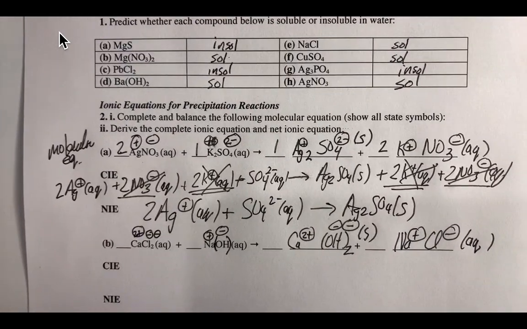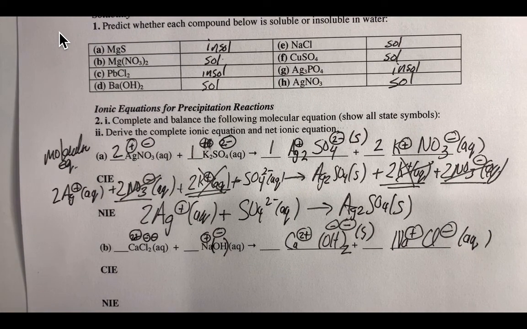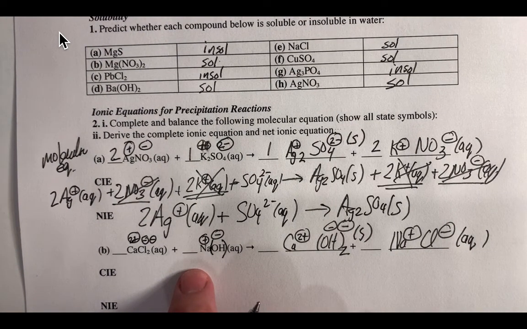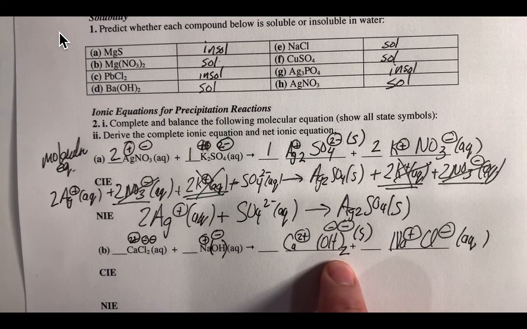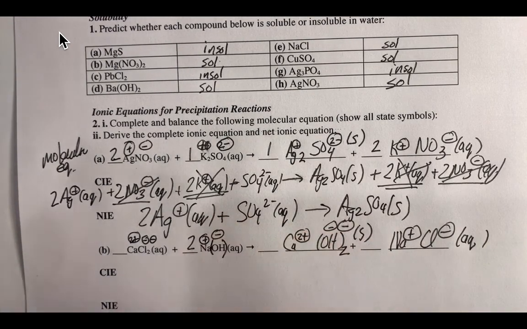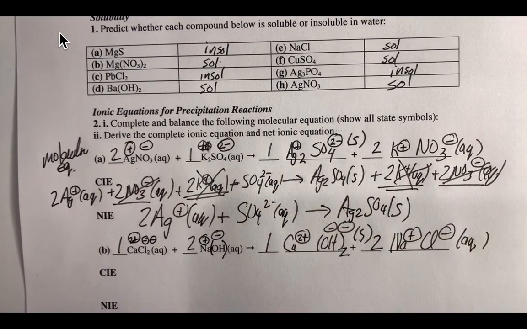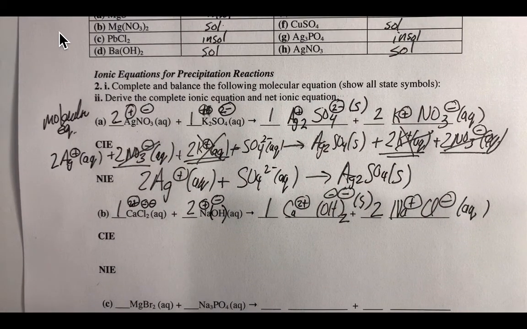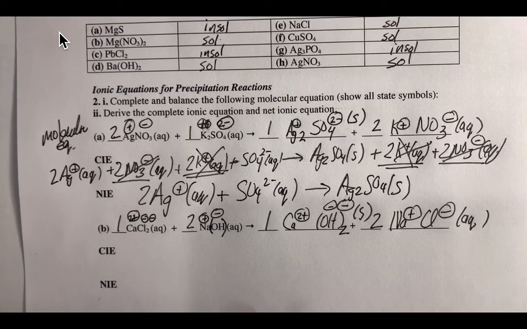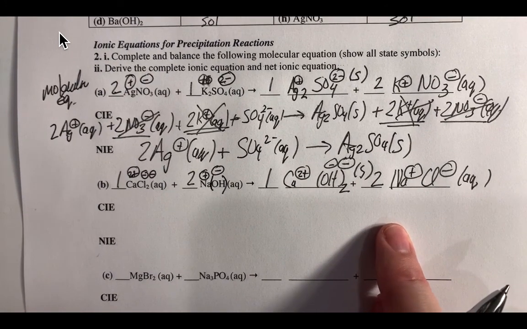Now I need to make sure that the molecular equation here is balanced. So I have 2 hydroxides from here, 1 calcium, I have 2 chlorides here and only 1 over here, so 2. Then just to make sure, I have 1 calcium on each side, 2 chlorides on each side, 2 sodiums on each side, and 2 hydroxides on each side. So this is a properly balanced chemical equation now.